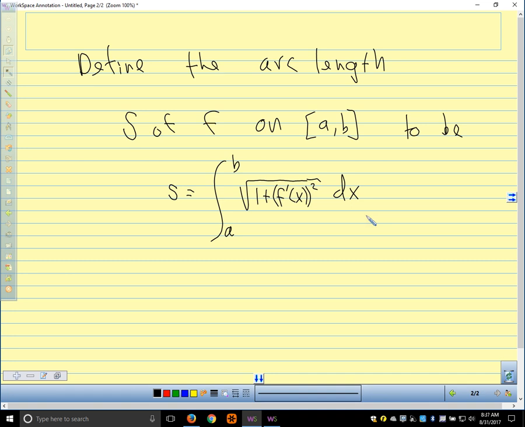And that square root of 1 plus f prime squared, we call that our arc length increment, or arc length element. We'll do more with that. You'll see this quantity and similar quantities when we talk about surface area. We come up with a similar quantity. So there's our arc length integral.